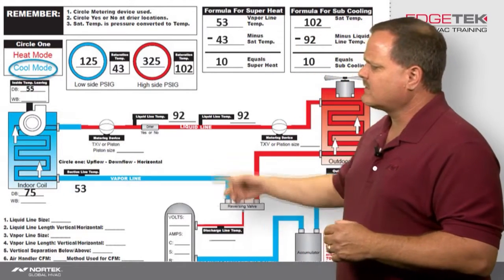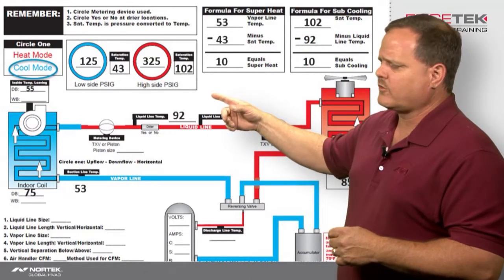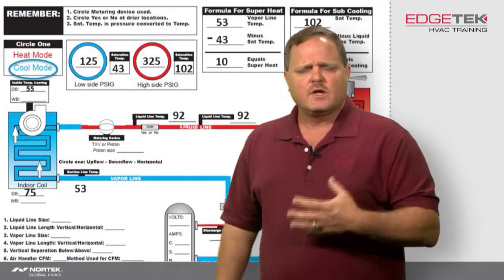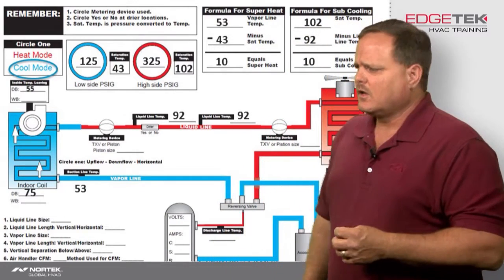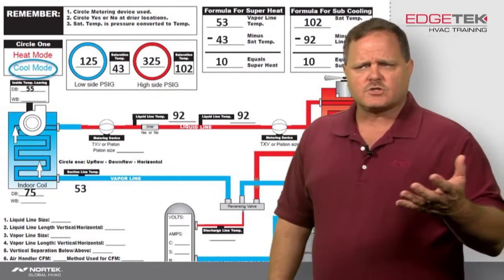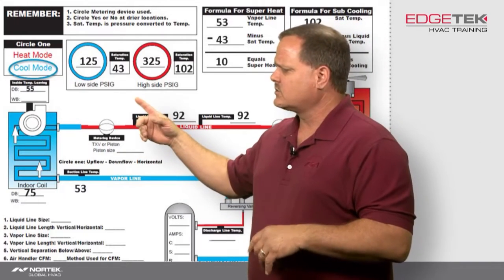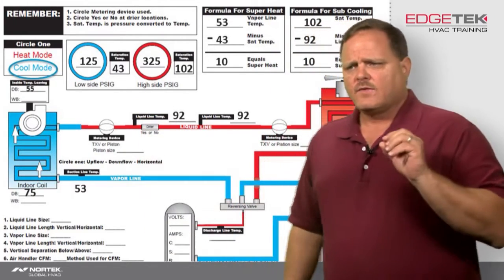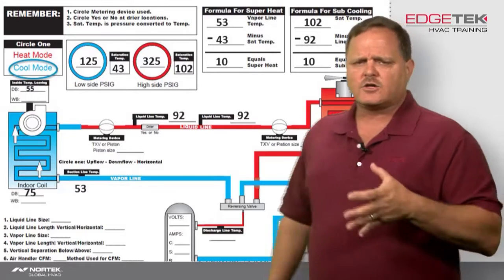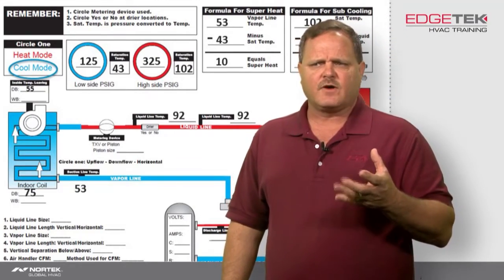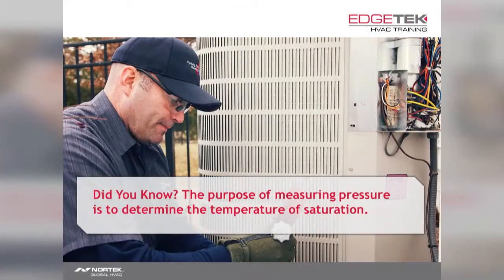So where did I get these numbers though, the 102 and the 43? Well, that's right off your gauges. If you just use your temperature conversion chart on your gauge, or use a pressure temperature chart, you can easily get those numbers. Keep in mind that the 43 degrees and that 102-degree condensing temperature are very important. We don't really care about the pressure so much. What we really care about is temperature. The gauge pressure really just gets you the temperature of saturation.